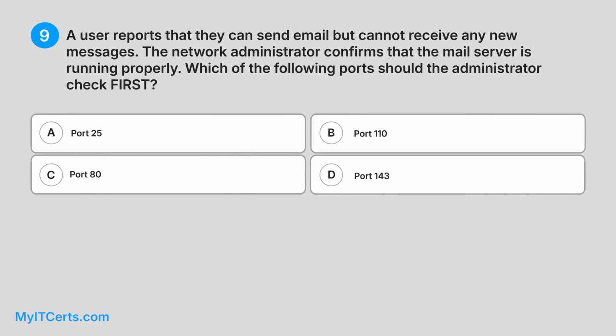9. A user reports that they can send email but cannot receive any new messages. The network administrator confirms that the mail server is running properly. Which of the following ports should the administrator check first? A. Port 25. B. Port 110. C. Port 80. D. Port 143. Do you know the answer?